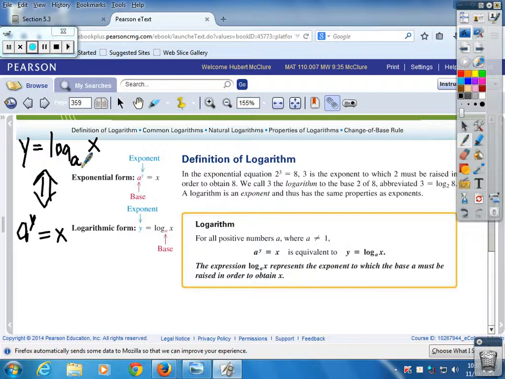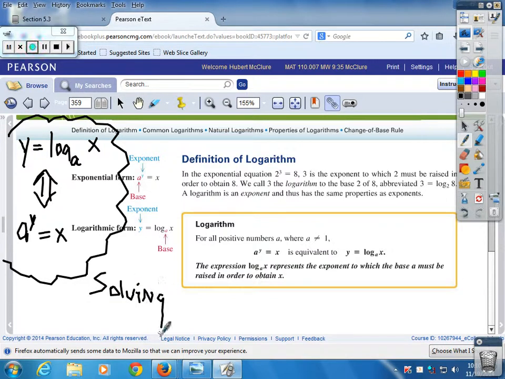Now we're going to do an example here on the next page. This comes in handy, but when? Right now? No. This comes in handy when you're solving equations with logarithms, probably in the next couple of sections. All right, so that's number one. And let's do an example.